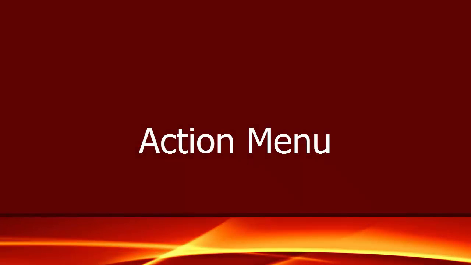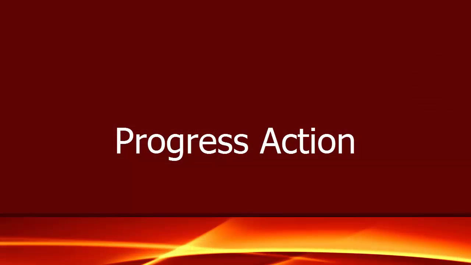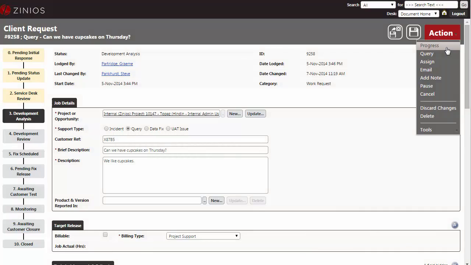If we move our mouse over the Action button, we can see a drop-down menu that lists all of the actions available for this workflow at this point on its life cycle. So the exact options you see on this menu depend on the configuration options set by your administrator and the life cycle of the workflow. The Progress action is what we use to move a workflow into the next state.